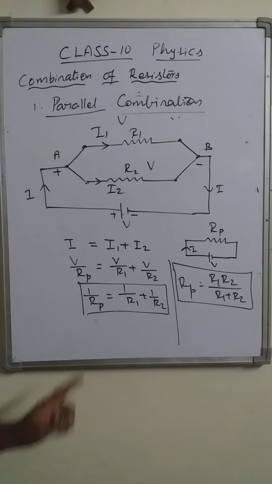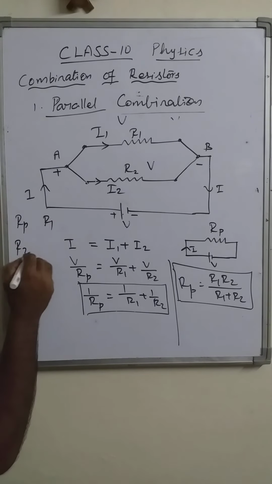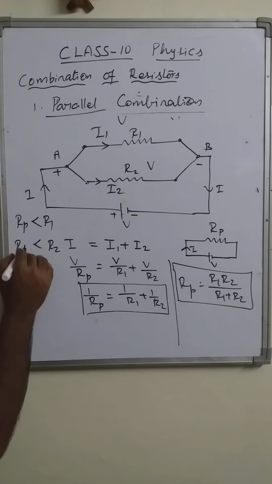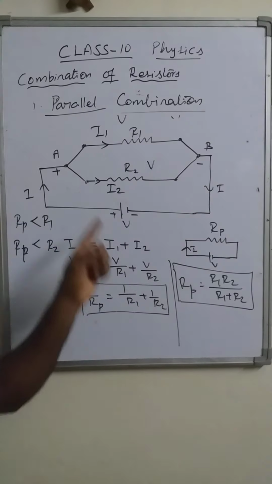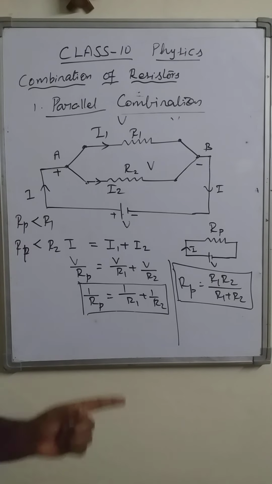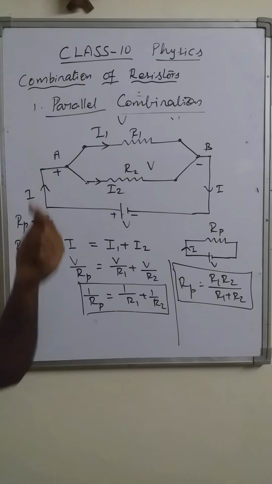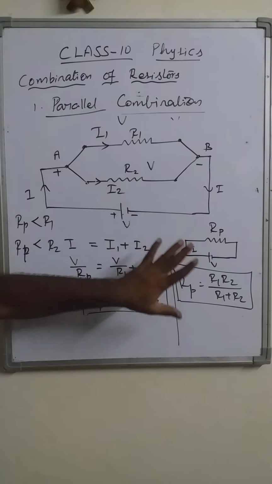Here we can compare RP with R1 and R2 individually. If we calculate the value, then RP is less than R1 and RP is also less than R2. That means the equivalent resistance in parallel combination is less than the individual resistances. In series combination, equivalent resistance is greater than the individual resistances. In parallel combination, equivalent resistance is less than the individual resistances. That means in series combination, the total resistance increases. In parallel combination, the equivalent resistance decreases. So these are the two expressions for the series combination and parallel combination.